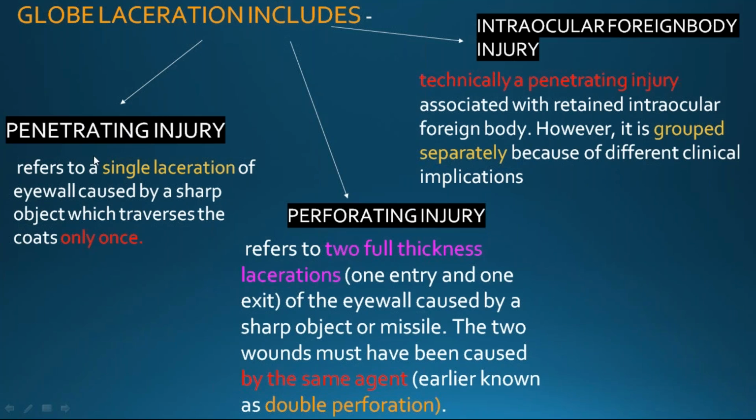That is the difference between penetration and perforation. Penetration contains only a single laceration, whereas perforation contains two lacerations, an entry wound and an exit wound. Technically, a penetrating injury is associated with a retained intraocular foreign body.